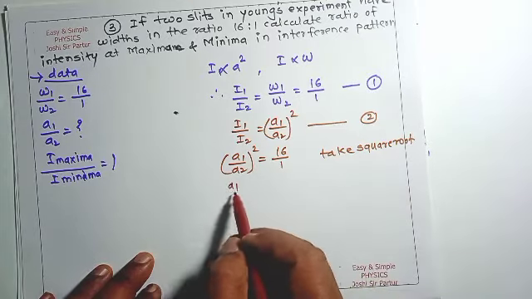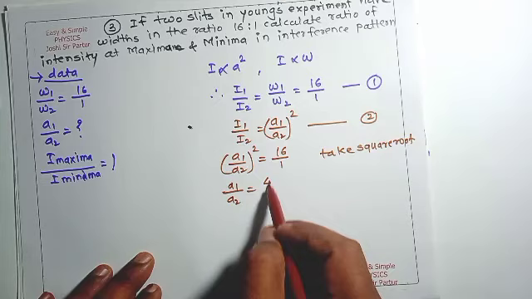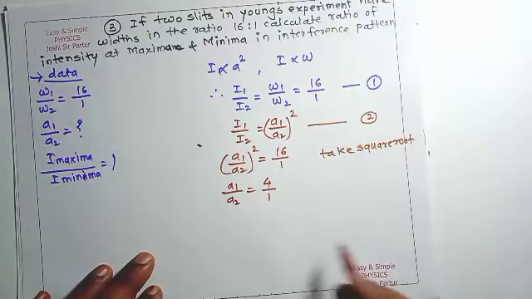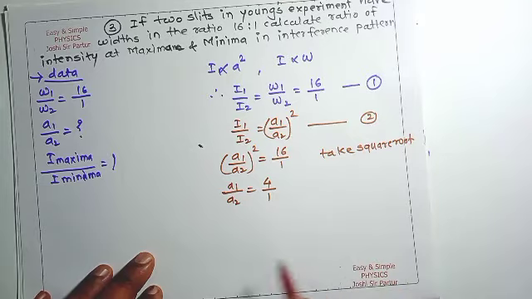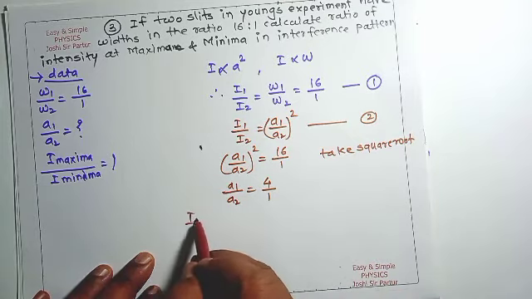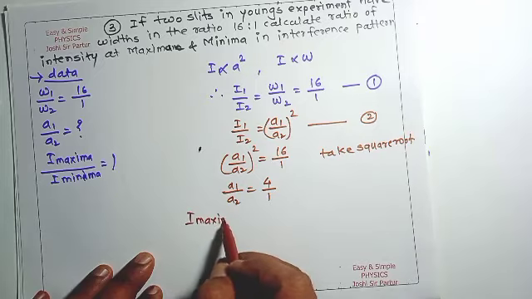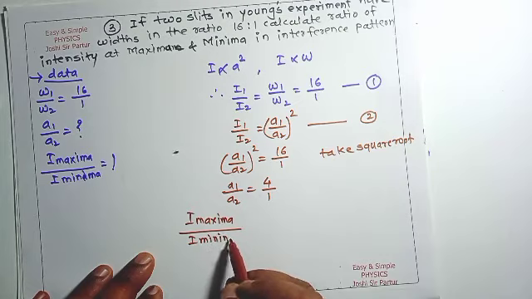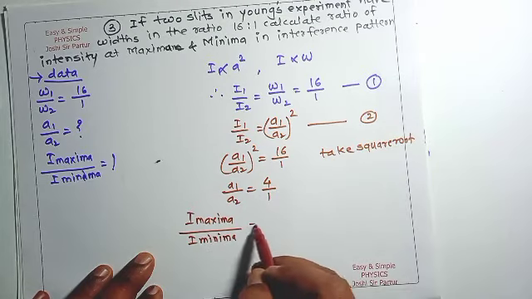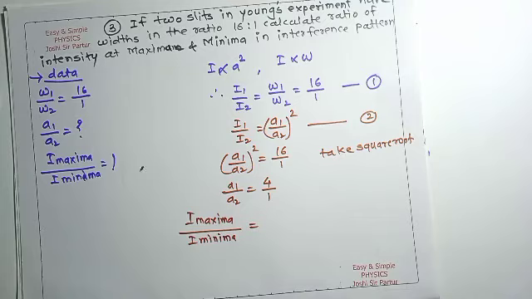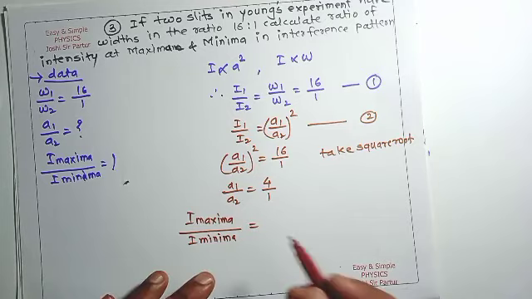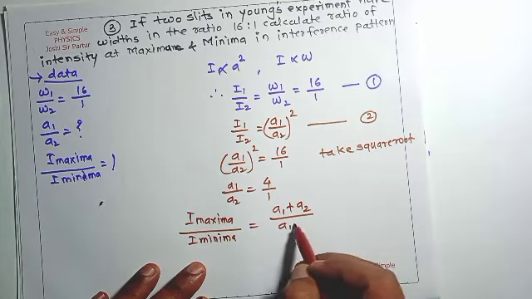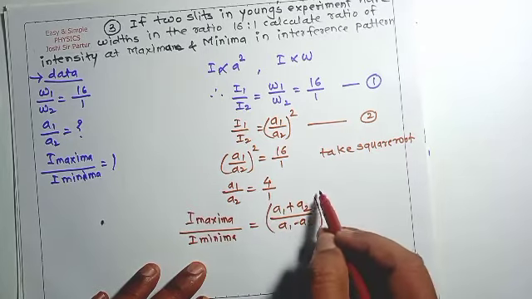So what happened? A1 upon A2 is equal to 4 upon 1. So here we can find out I maxima upon I minima, means the maximum intensity to the minimum intensity. It will be (A1 plus A2) upon (A1 minus A2) bracket square.